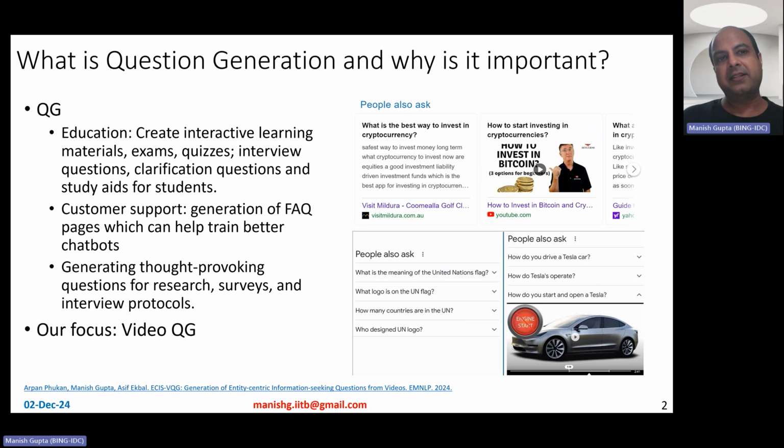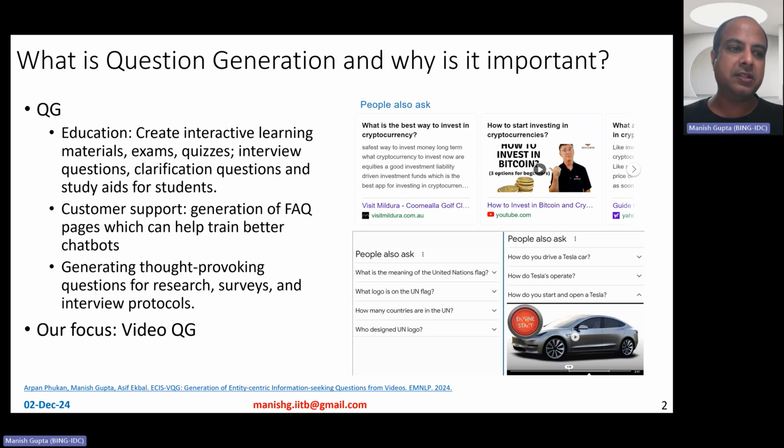Let me get started by first talking about what is question generation and why is it important. The task of question generation is basically, I'm giving you some input. Typically, the input could be a text paragraph or it could be a video, and I want you to generate some interesting question out of it. This is somewhat the reverse of the task of question answering, where given some passage or a video and a question, you want to generate an answer.